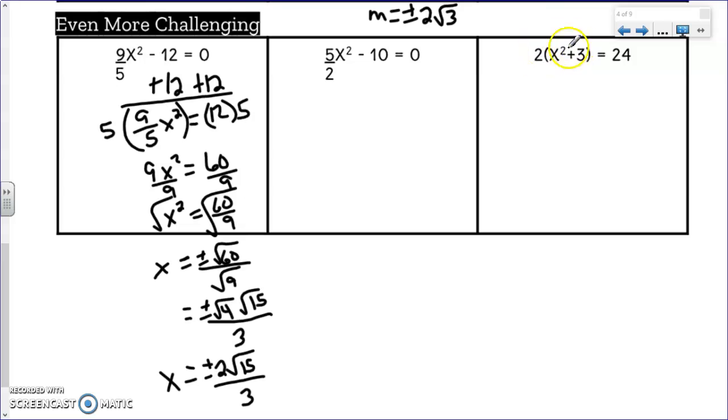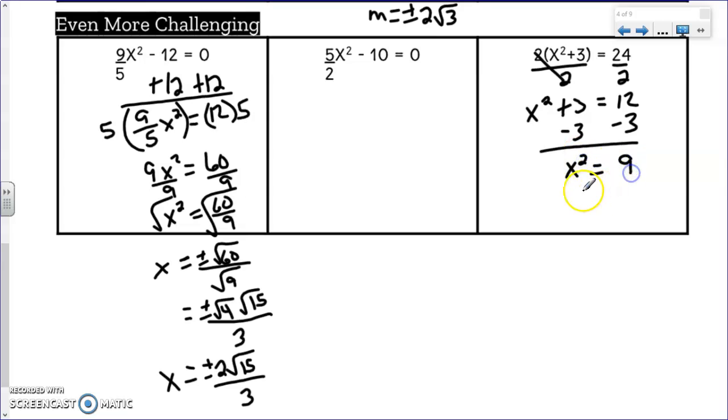So here I could distribute first, or I can just go ahead and divide by 2 on both sides. So I get x squared plus 3 equals 12. Subtract 3, x squared equals 9, square root, x equals plus or minus 3. All right, let me know what questions you have.